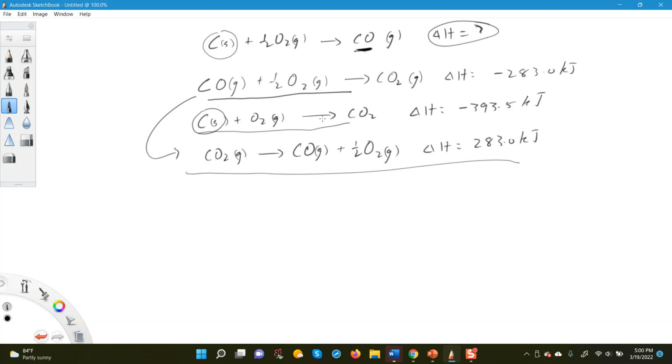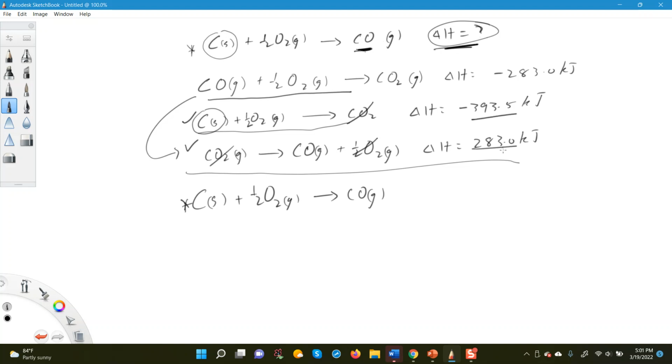So the result would be C solid plus half O2 gas to give CO gas, right? And it turns out that this equation here is the same thing as this equation here, which means that the delta H value here would be the sum of these two numbers, right? So basically, you're going to get 283.0 minus 393.5, and that will give you the same answer I got earlier, which is delta H for this reaction is equal to minus 110.5.